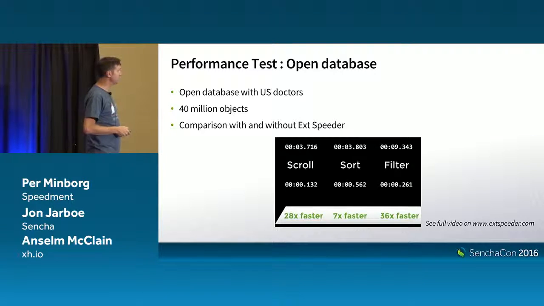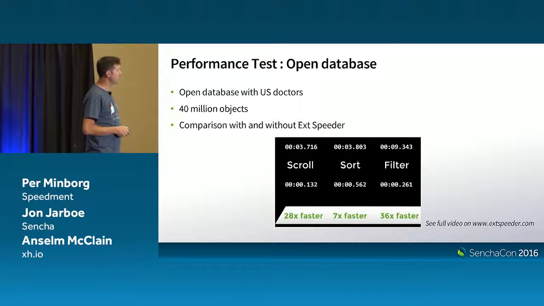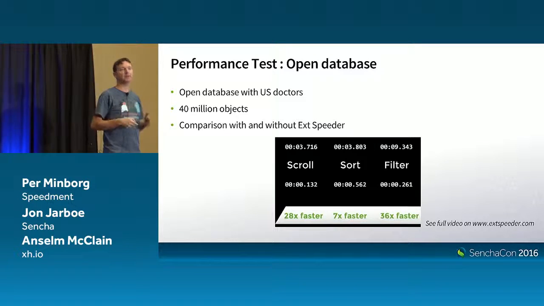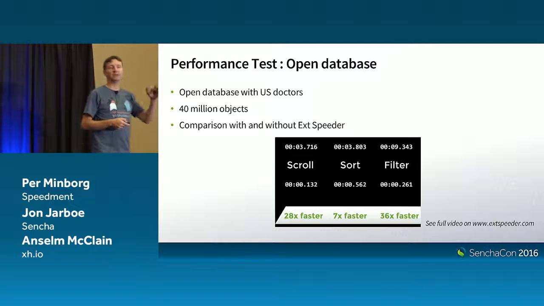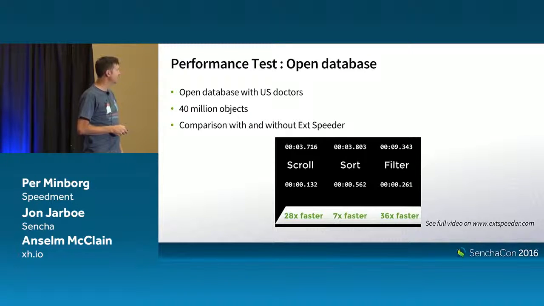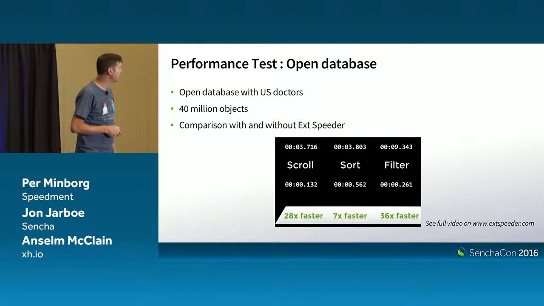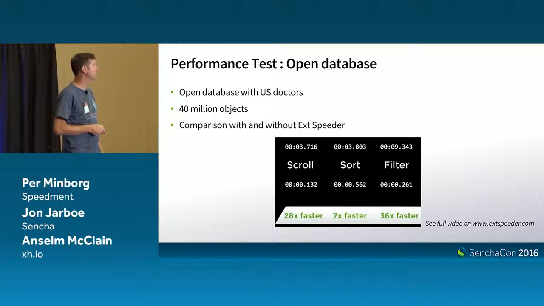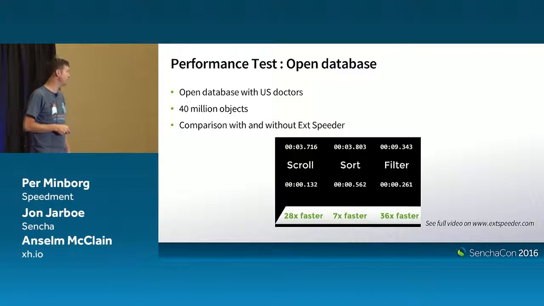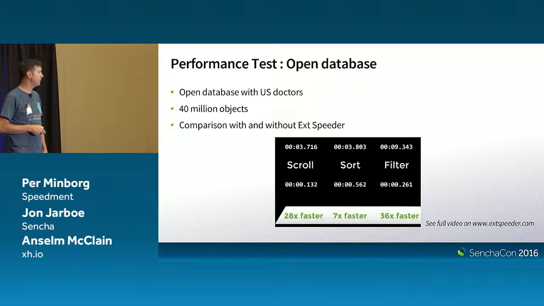For scrolling through that massive amount of objects, it took 3 seconds with a database, whereas for Expeditor, it took less than 200 milliseconds. And well, if you are below like 600 or 700 milliseconds, you don't notice that so much. But if you go over 1 second, it's slow. For sorting, it was 3 seconds, but just about half a second for Expeditor. And for filtering, it was much longer, like 9 seconds, but just 200 milliseconds, or 300 for Expeditor. So that's a 28 times speed up, 7 times speed up, and a 38 times speed up.